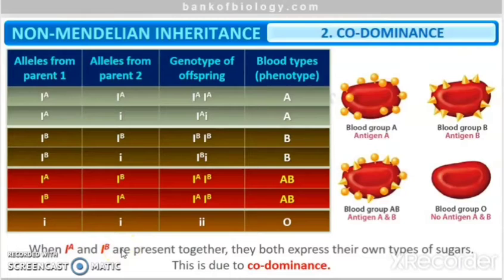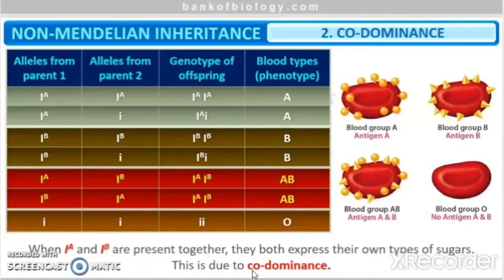I capital A and I capital B will be dominant over the allele which is called small i. I will explain it with this, but keep in mind that only I capital A and I capital B are dominant, and small i is always recessive, because it does not produce any sugar. Now let us see how these alleles work, and how IA and IB are dominant over small i.